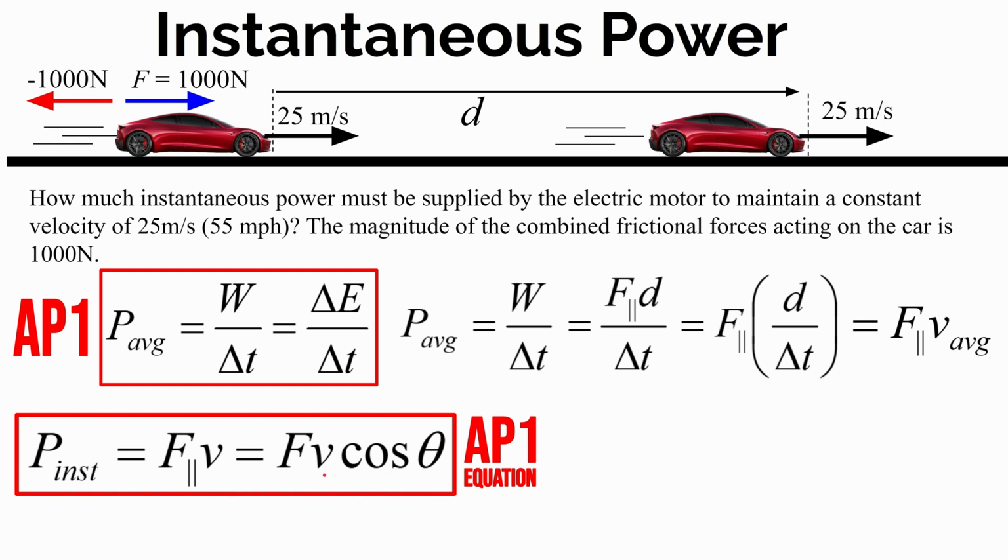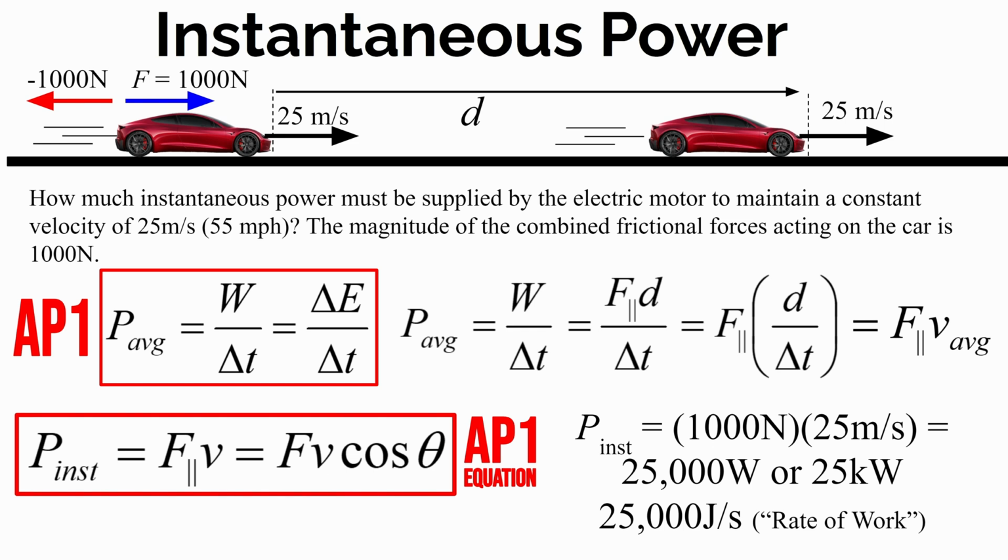So going back to this problem, if this car is moving at 25 meters per second and the electric motor has to supply a force of 1,000 newtons, the instantaneous power, or the rate of work done by the motor on the car, would be the force it applies, 1,000 newtons, times the instantaneous velocity the car is moving at, 25 meters per second. So that would be 25,000 newton meters per second, or joules per second, and a joule per second is a watt. Remember, power is measured in units of watts.